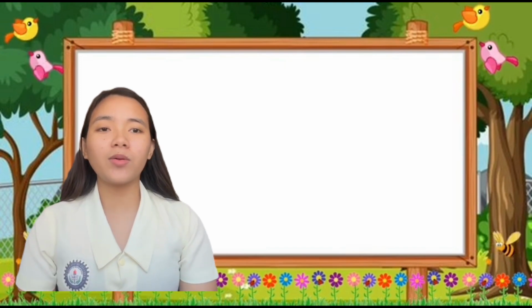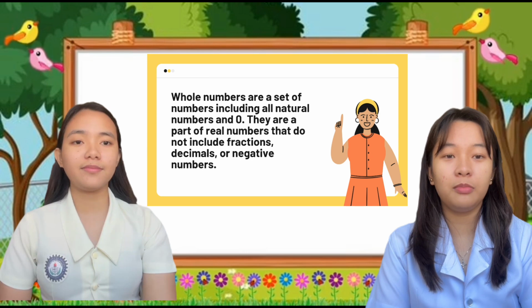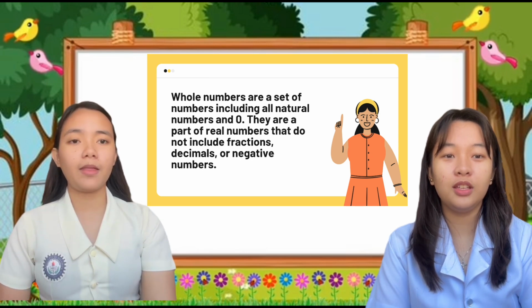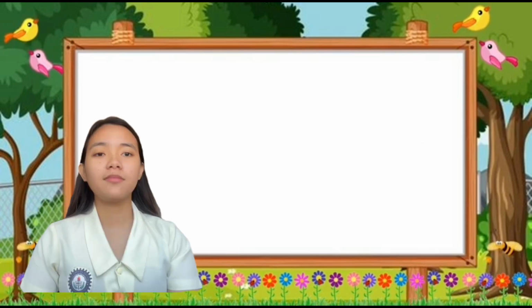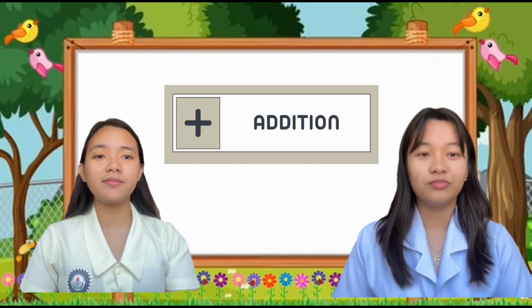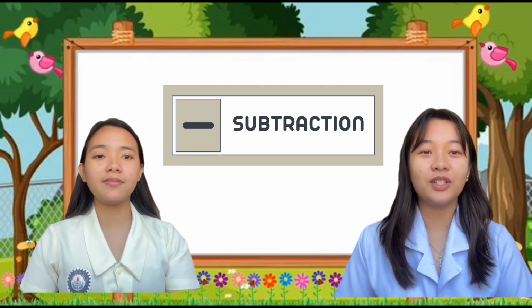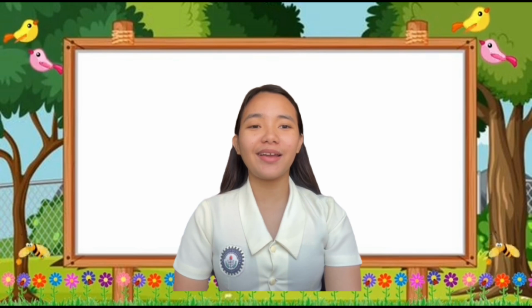Class, let us recall our last discussion. Who can tell me what whole numbers are? Whole numbers are numbers without fractions, and they start from 0 like 0, 1, 2, 3, and so on. Now, what operations can we do with whole numbers? Addition, subtraction, multiplication, and division. That's correct. You've already learned how to add and subtract whole numbers.